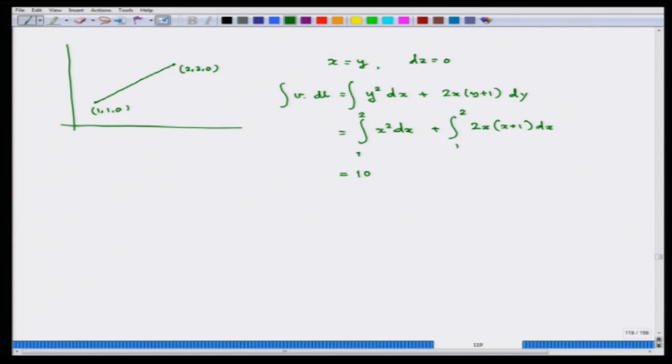The message here is that if you move from 1, 1, 0 to 2, 2, 0 along path 1, we get the line integral to be 11, but if we move along path 2, we get the line integral to be 10.